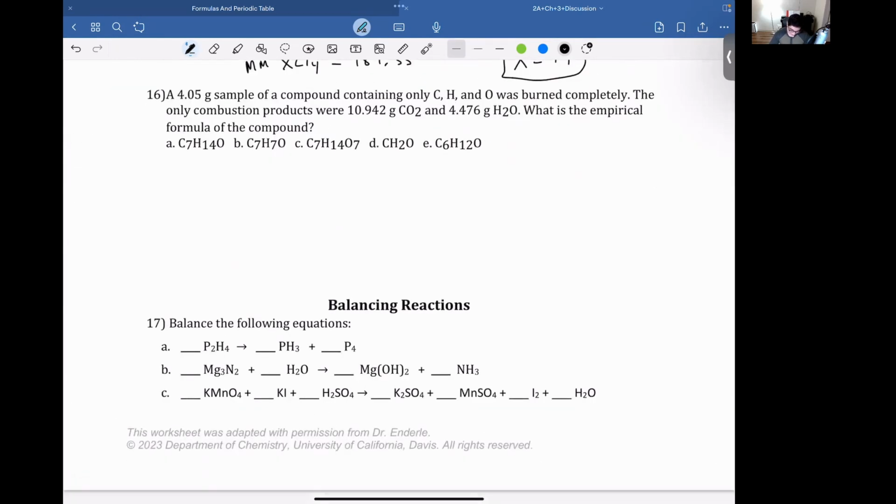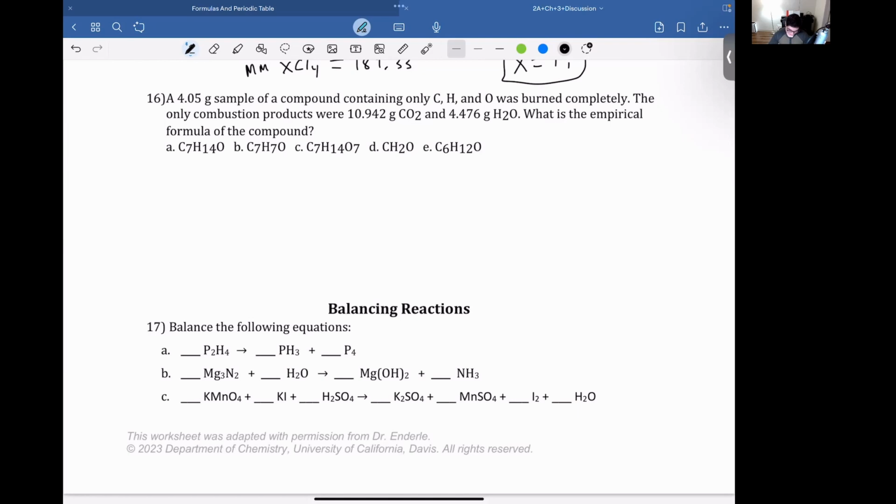All right. Moving on to number 16. A 4.05 gram sample of this compound containing only these things was burned completely. The only combustion products were 10.942 grams of CO2 and 4.476 grams of H2O. What was the empirical formula of the compound?